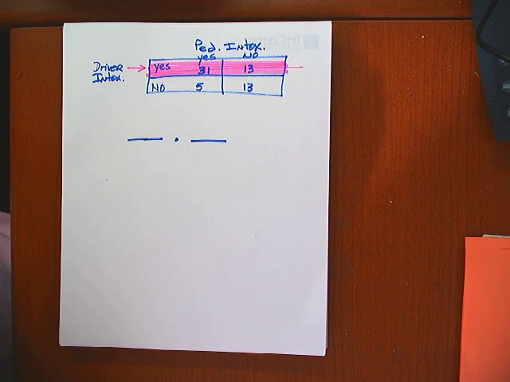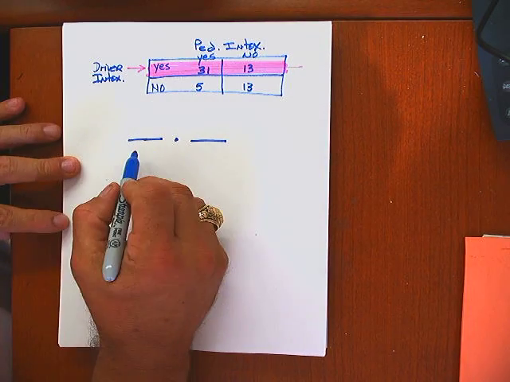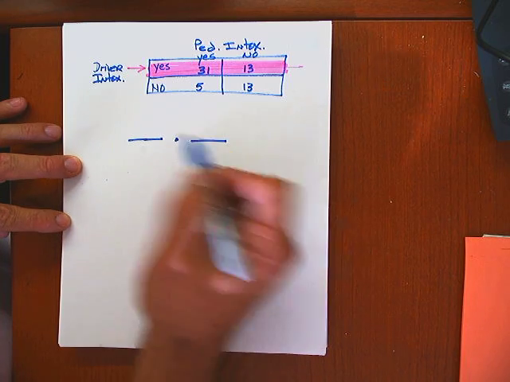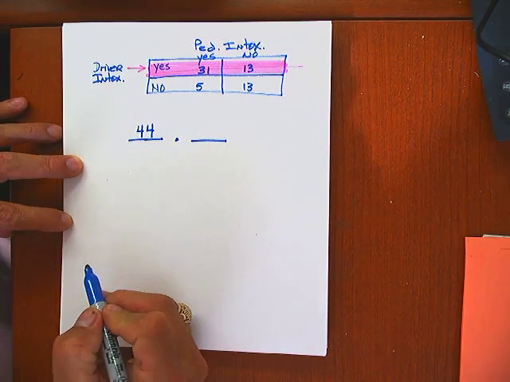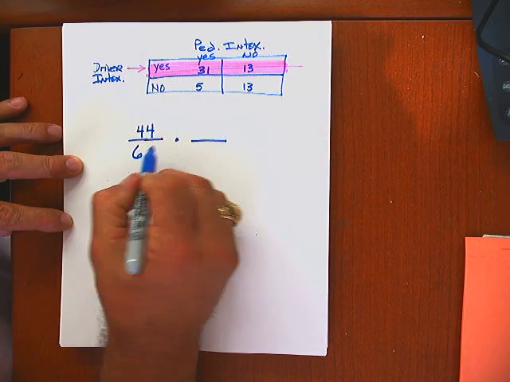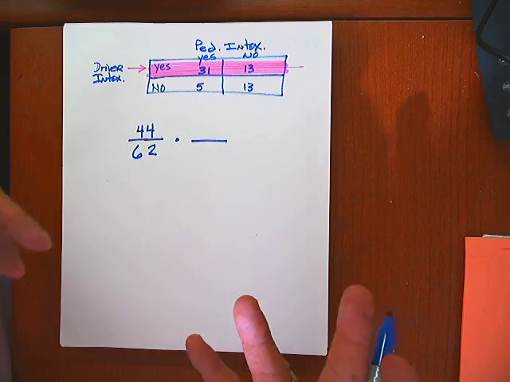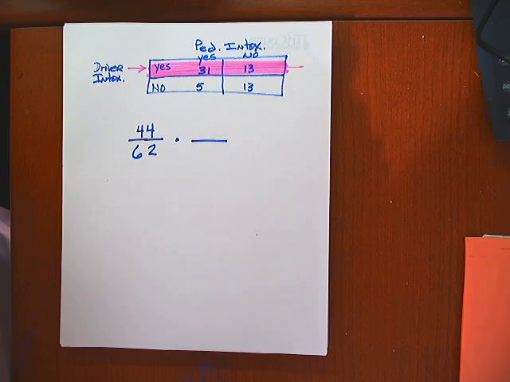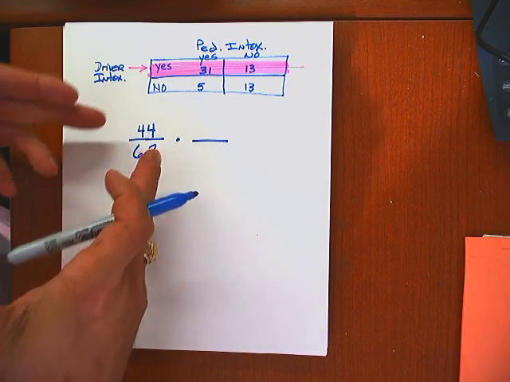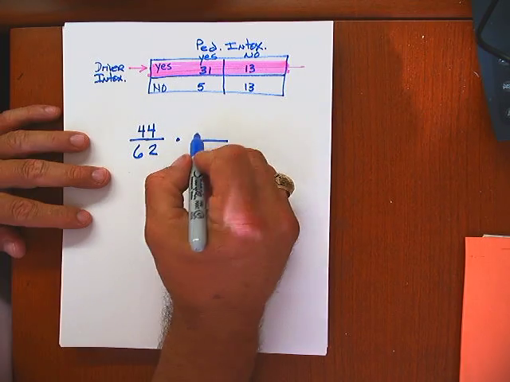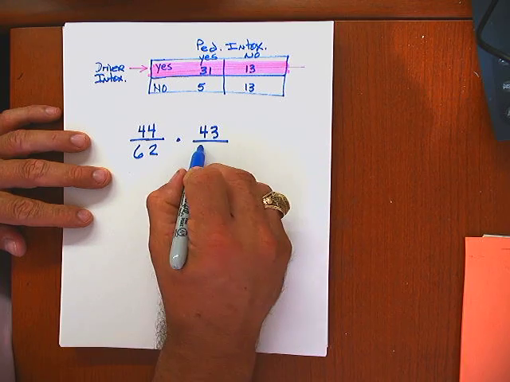It's using the word that says they both involved intoxicated drivers. So the intoxicated drivers is going to be 31 plus 13, which is 44. The total is 62. Now once we pick the first one, it's kind of like the bag of marbles. You put it in your pocket, you don't put that marble back in there, so you don't put this name that was picked out back in the hat. So the next one would be 43 over 61.